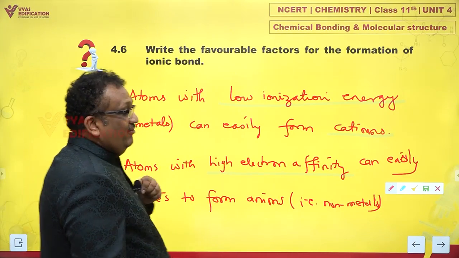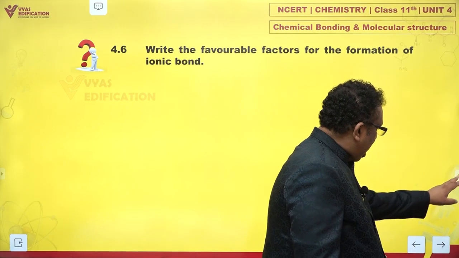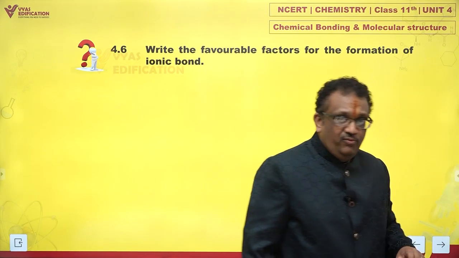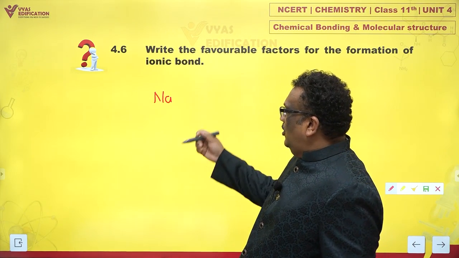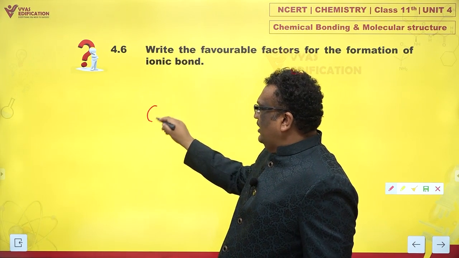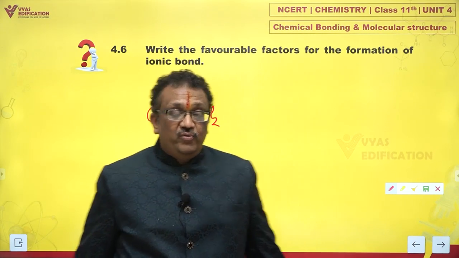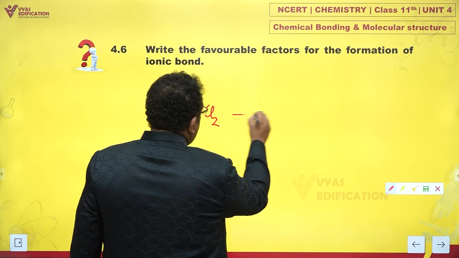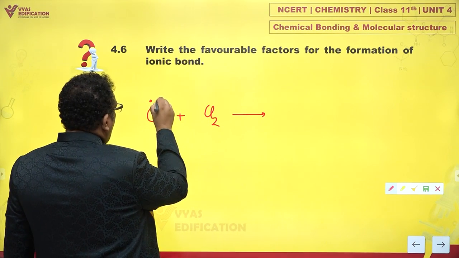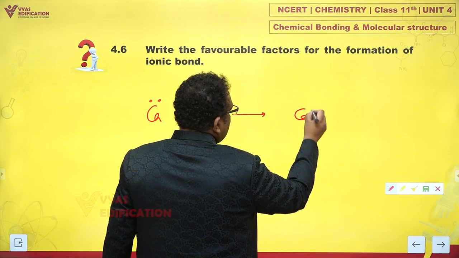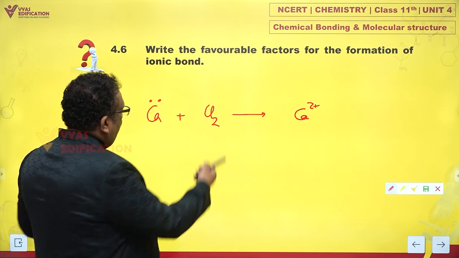And I think whenever the NCERT asks you a theory question like this, you can take an example also. For example, if sodium, or if sodium is very common, take calcium. If calcium reacts with chlorine, what do we get? Well, calcium can give away 2 electrons. So calcium had 2 valence electrons and it can form simply a calcium cation. And each chlorine atom, how was this?